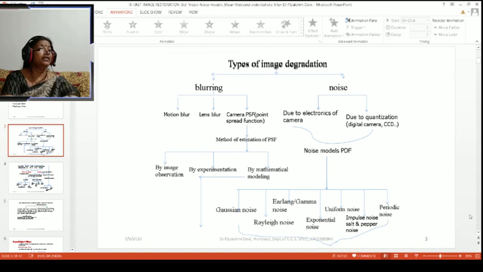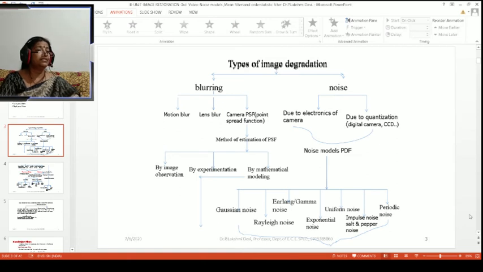Let us see first, before going in depth into these different types of filters, the types of image degradations hierarchy. If you observe, due to blurring there is a chance of degrading the quality of an image, and due to the effect of different sorts of noises there is also a chance of degrading the quality of an image. What are the reasons for blur in images? Due to motion blur, lens blur, as well as the point spread function of the camera, there is a chance of blurring at the time of capturing. How do we estimate that point spread function? The methods of estimation are divided into three types: by observation, by experimentation, and by mathematical modeling.